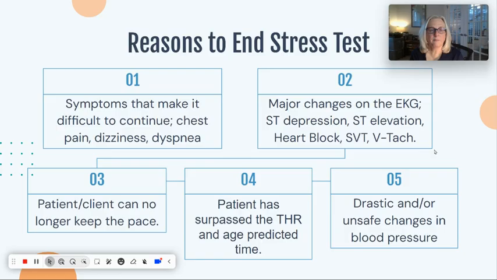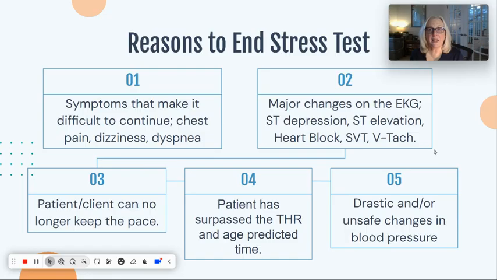Number three would be if this patient or client can no longer keep the pace. They're like, I just can't do this anymore. I'm too tired. My legs can't keep up. My back hurts. My knee hurts. I can't keep up. We want it to be a safe test. Safety is number one. If they're on a treadmill exercising and we're pushing them to limits where they're going to be unsafe, that's not the best thing for the client. So we stop the treadmill if they can't keep going at that pace.